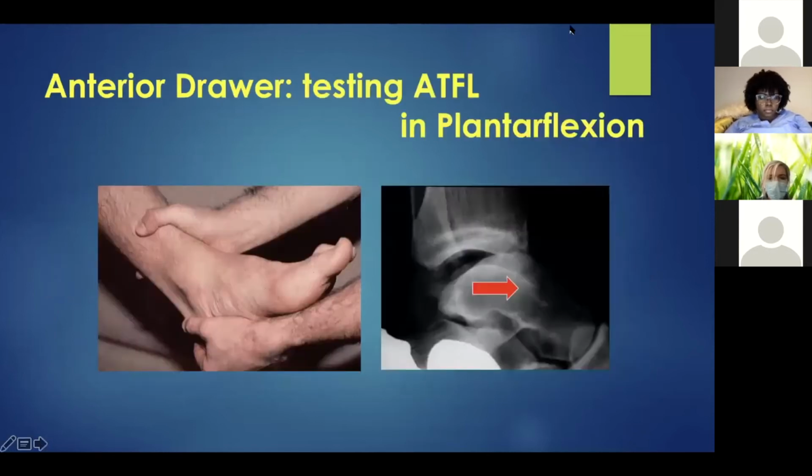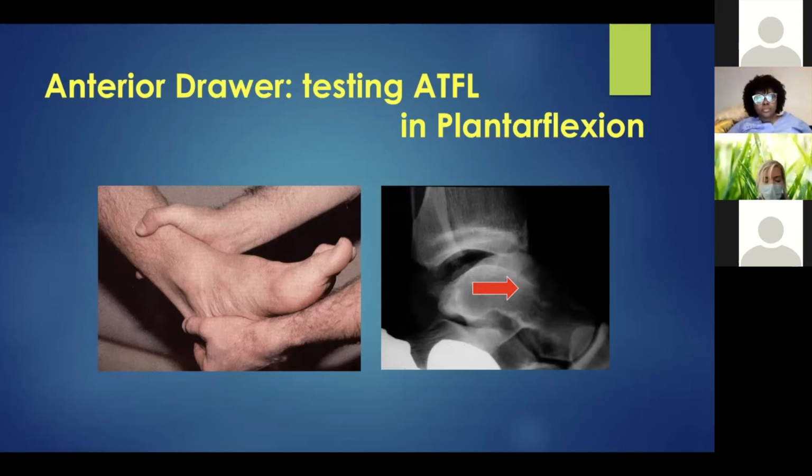So the anterior drawer test again tests the ATFL. The key is you want to make sure the ankle is in plantar flexion about 15 to 20 degrees. And why is that? That puts the ligament on stretch. Largely what you're doing is holding the tibia and translating the talus forward, as you can see in the picture on the right.